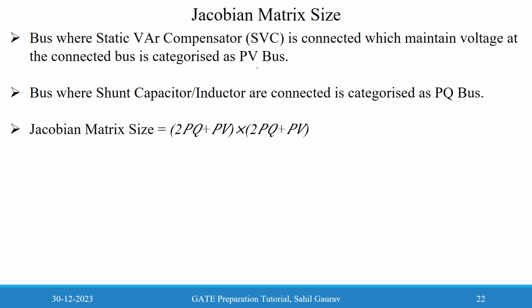If it is written in a problem that a static var compensator is connected at a certain bus, then you have to consider that bus as a PV bus. And suppose a bus is given where a shunt capacitor or inductor is connected, then you have to take that bus as a PQ bus, that is, a load bus. PV bus means generator bus, and PQ bus means load bus. And the Jacobian matrix size is (2 times PQ plus PV) cross (2 times PQ plus PV).